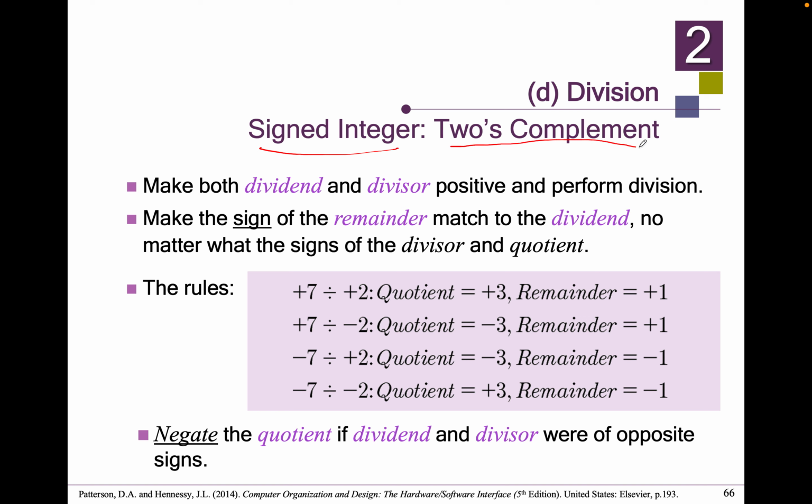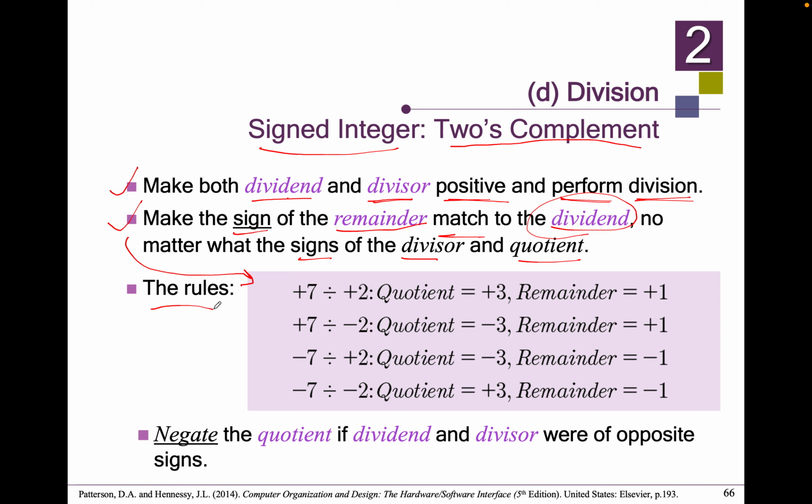So that's why you need to use the second complement or two's complement to make both dividend and divisor positive. Perform division. Make both dividend and divisor positive and perform division. Make the sign of the remainder match the dividend. So you have 1, 2 now. No matter what the sign of divisor and quotient, you need to remember these two.